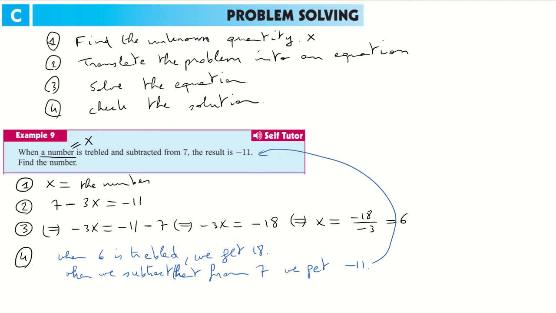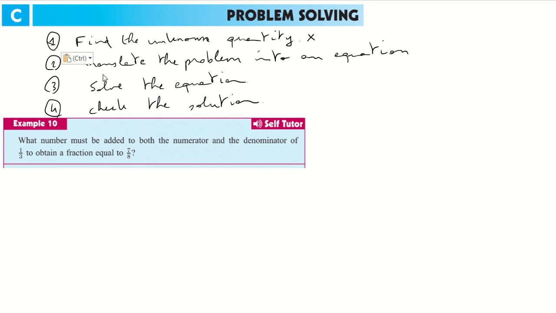Okay, let's go to example 10. What number must be added to both the numerator and the denominator of 1 over 3 to obtain a fraction equal to 7 over 8? So first of all, we have to find the unknown quantity. That is the number here. So x is that number.